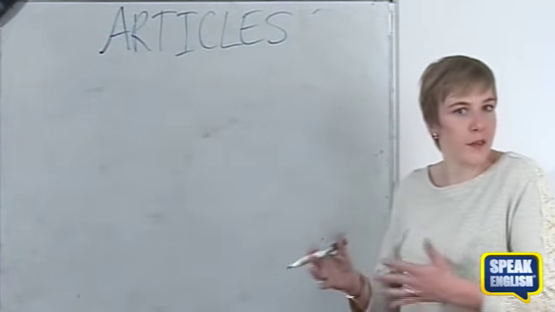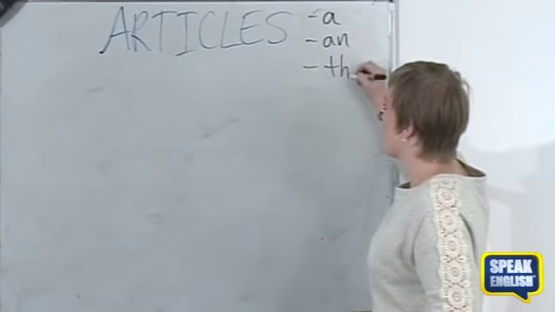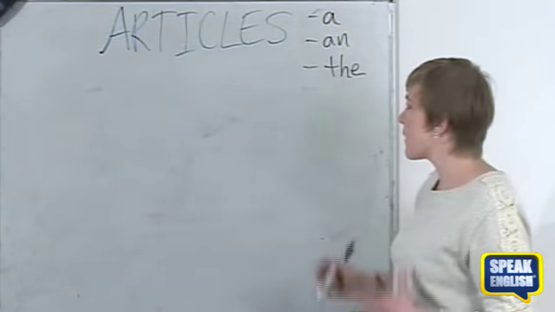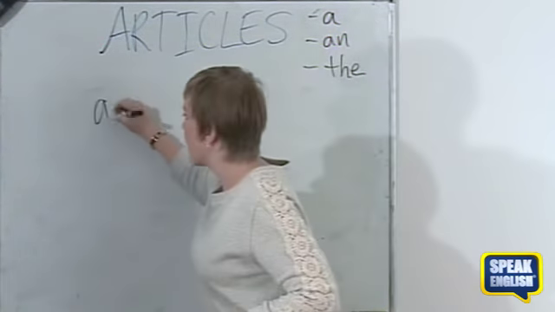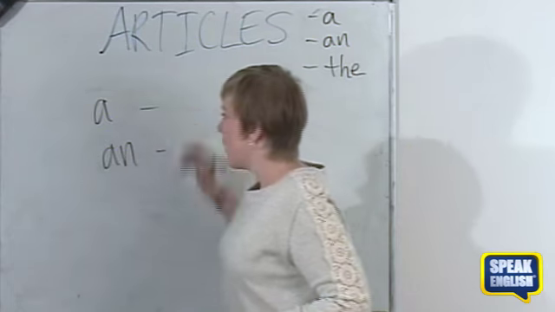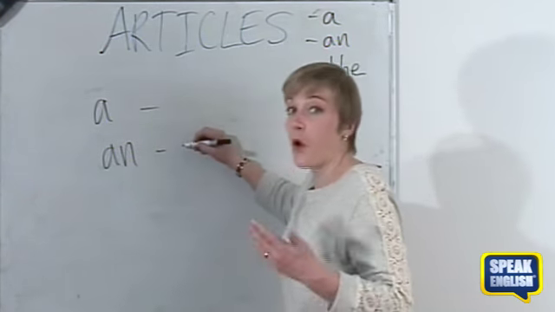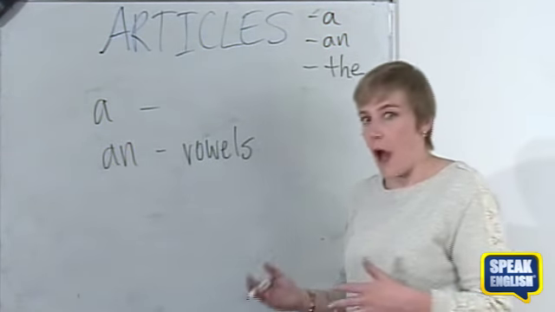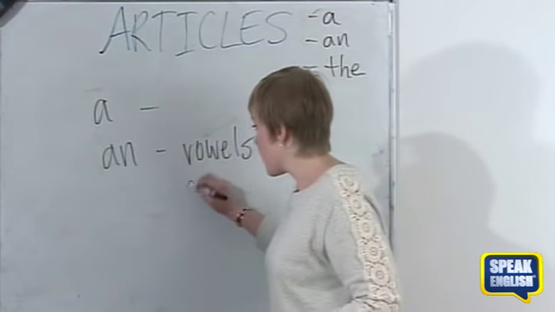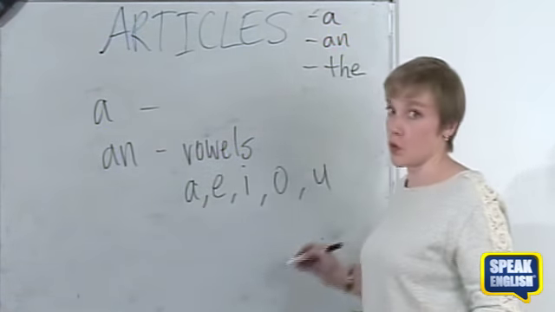So in English, we only have 3 articles: a, an, and the. Let's first talk about the difference between a and an. Unfortunately, it's a little complicated because with an, we can only use words that begin with vowels. What are the English vowels? A, E, I, O, and U.